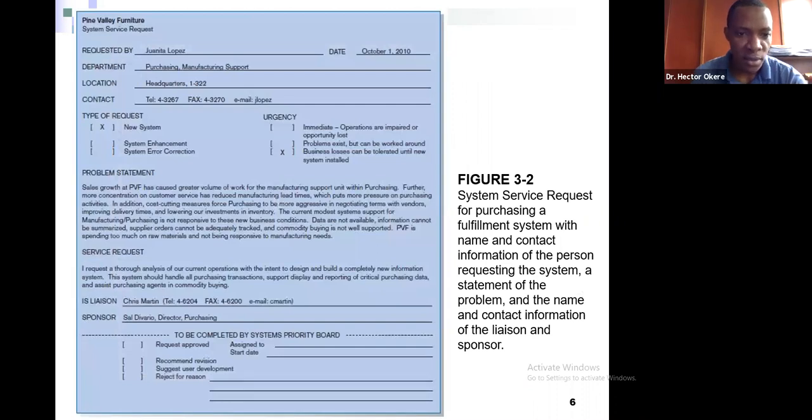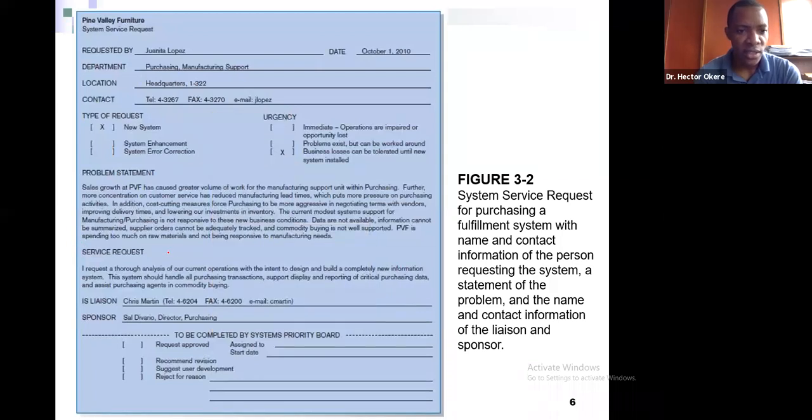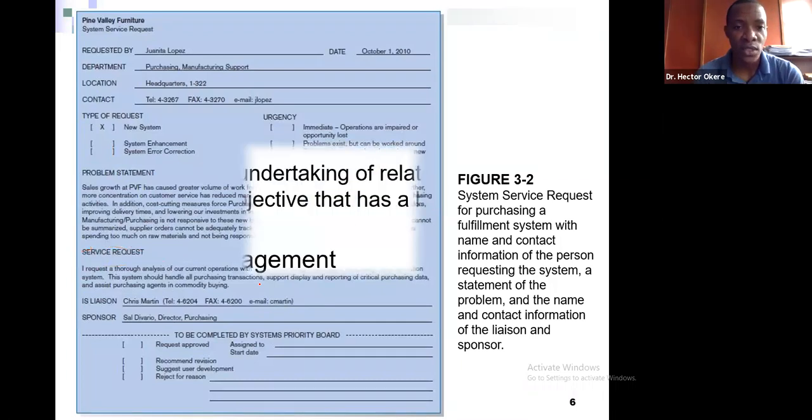So this is what a system service request form looks like, all right? You can see here how the service request is. I request a thorough analysis of our current operation, and so on. Okay, so the system analyst and the service operators or IT team will look into system development.